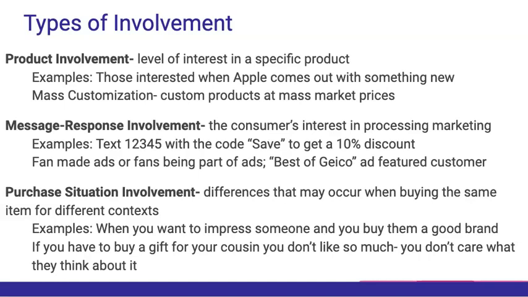And then purchase situation involvement. Differences may occur when buying the same item in different contexts. So, for example, when you want to impress someone and you buy them a good brand, or maybe if you have to buy a gift for someone who you don't need to impress as much, maybe a family member who you don't see as much, you don't care about what they think. But if you were buying a gift for someone whose thoughts were important to you, you would give a lot of time and energy to that purchase item.